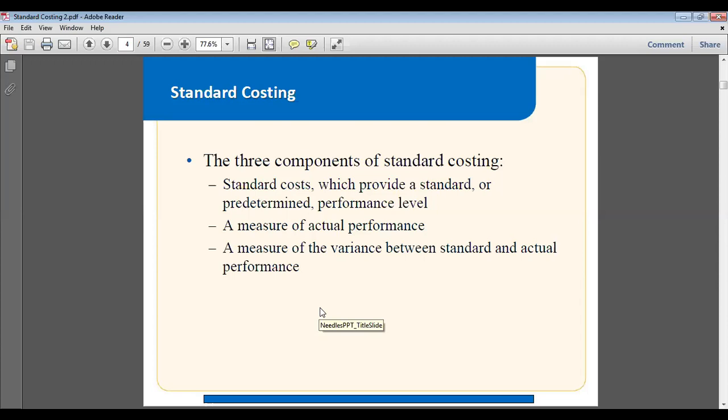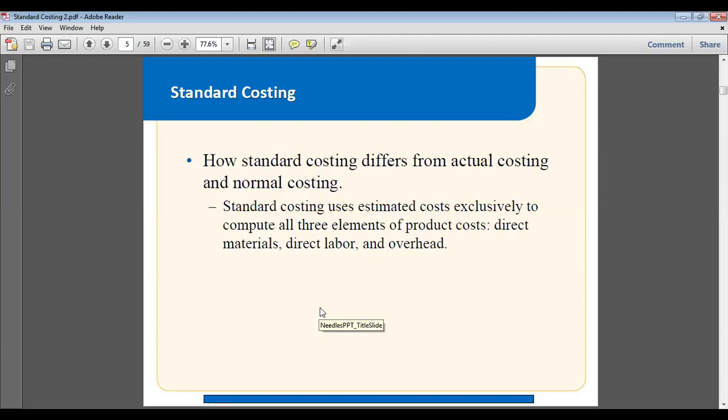So these three components of standard costing are predetermined performance, actual performance, and the difference between them, the variance between standard and actual performance. These three are basic components of standard costing and are very much considered for standardization of costs. Second is how standard costing differs from actual costing and normal costing.